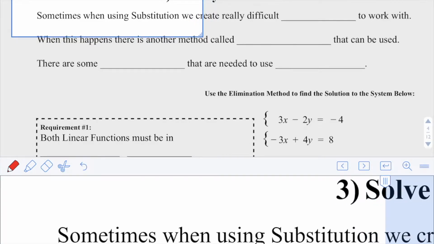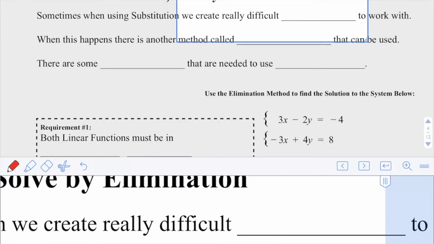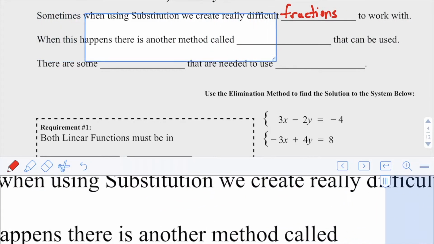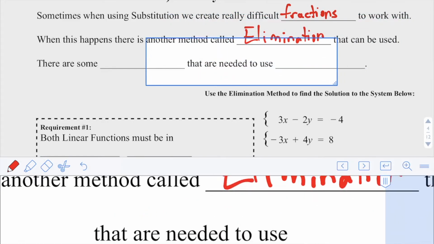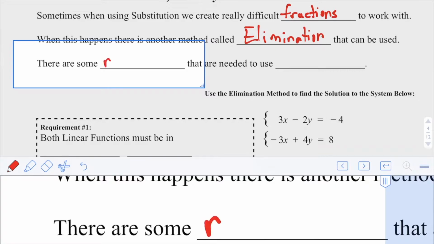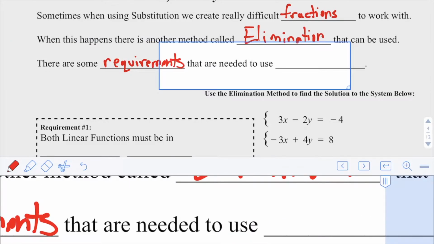Sometimes when using substitution, we create really difficult fractions to work with. When this happens, there's another method called elimination that can be used. There are some requirements that are needed to use elimination.